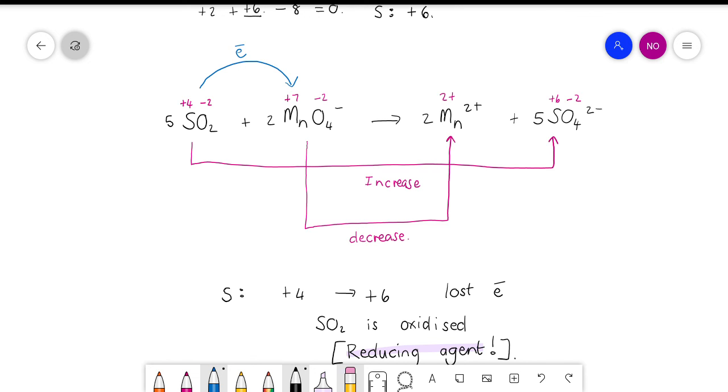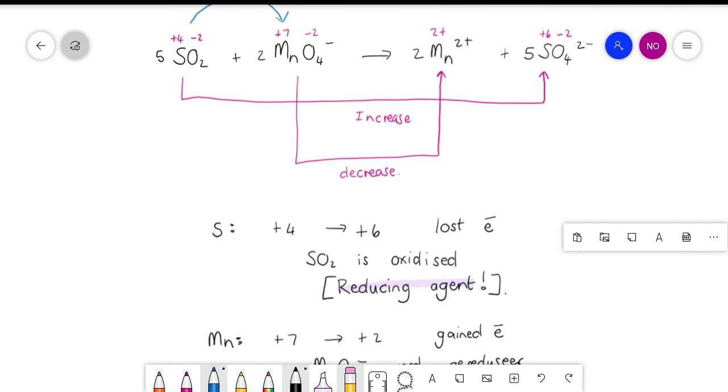Nee? Die een wat die elektrone gaan gee is die reduserende middel, and the one that picks up the electrons is the oxidizing agent. And that's why they always go hand in hand, because the electrons can't go nowhere. If something is donating the electrons, then something has to pick up the electrons. Okay. So daai SO2 is die een wat die elektrone gaan afstaan, en dan gaan die mangaan-ioon of die permanganaat-ioon dit optel. Okay. Goed.